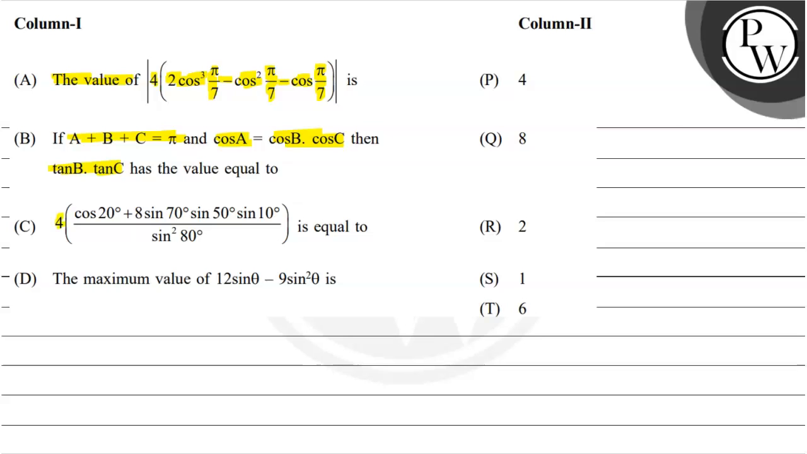Option C is 4 times of cos 20 degree plus 8 times sin 70 degree sin 50 degree times sin 10 degree upon sin square 80 degree is equal to what? And option D is the maximum value of 12 sin theta minus 9 sin square theta is equal to what?